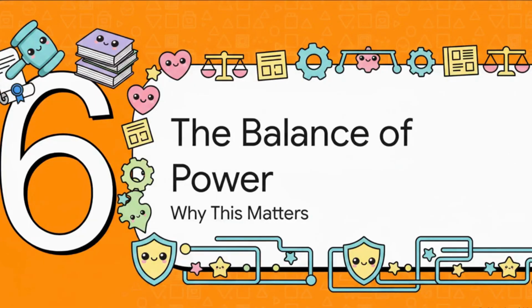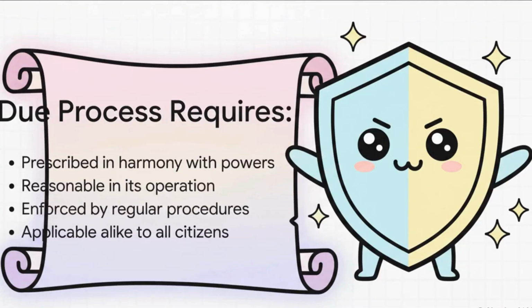Finally, Section 6, the balance of power, why this matters. Let's bring this whole narrative full circle. Why does understanding these incredibly dense, complex legal doctrines actually matter to you and me? Because these rules are the literal blueprint for protecting fair play in our entire society. Look, whether we're talking about a president facing a plunder law, a chief justice dealing with a quo warranto petition, or just a union member fighting for a fair election, 4 principles remain the ultimate safeguard. The law must be reasonable, enforced via regular procedures, prescribed in harmony with legislative powers, and applicable alike to all citizens. Due process is the absolute embodiment of the sporting idea of fair play. It is our ultimate shield against the arbitrary flexing of government muscle.